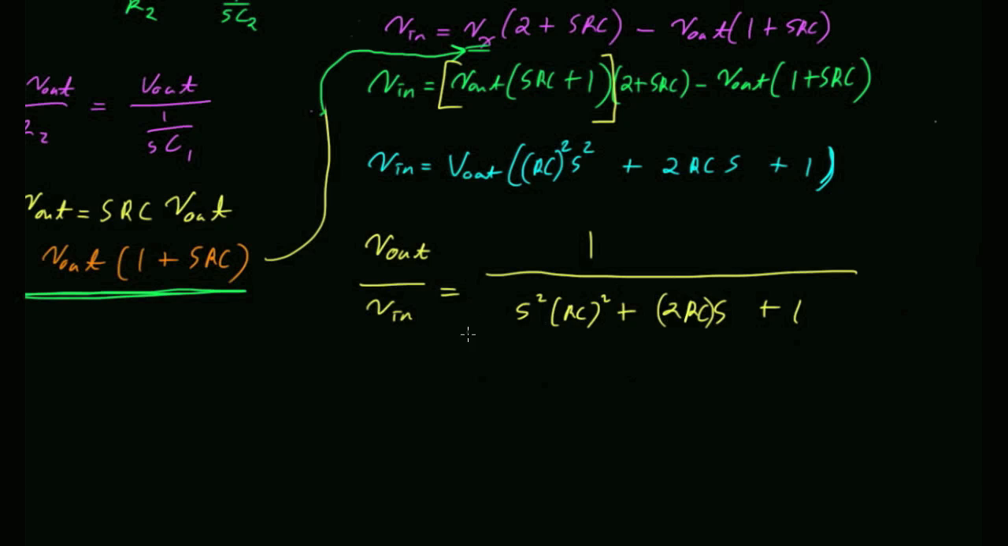So my final answer is 1 over RC squared over S squared plus 2 over RC S plus 1 over RC squared.